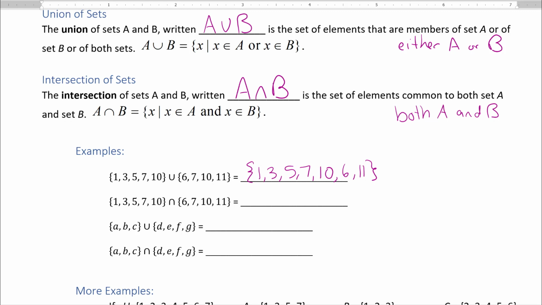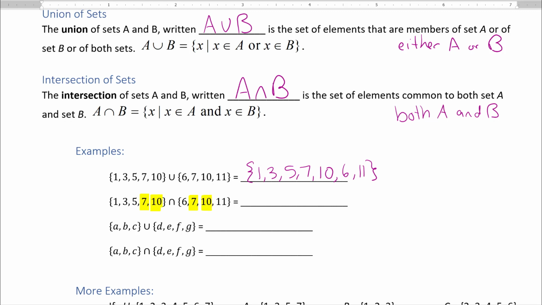Now let me take those same two sets, and I want to do the intersection. The intersection means it has to belong in both sets. What do you see common in both sets? Well, I see a 7 common in both, and I see a 10 common in both.